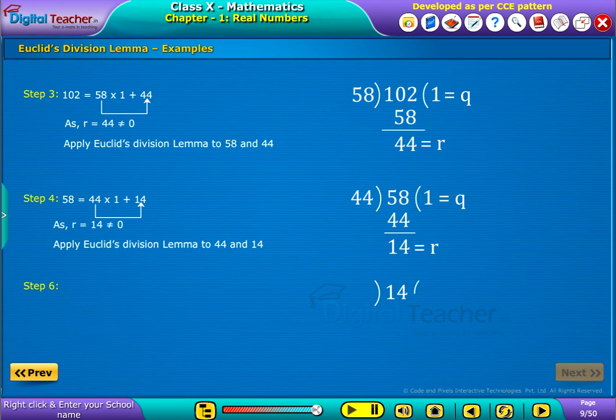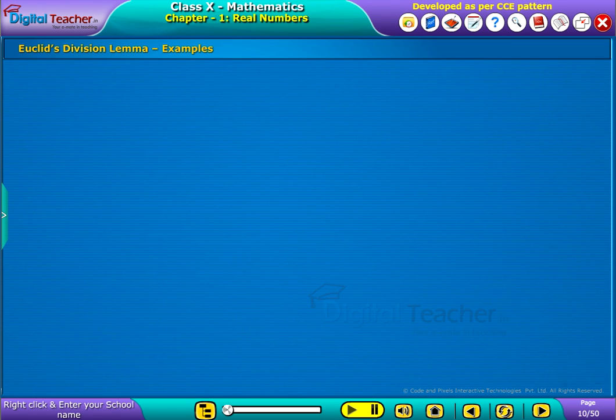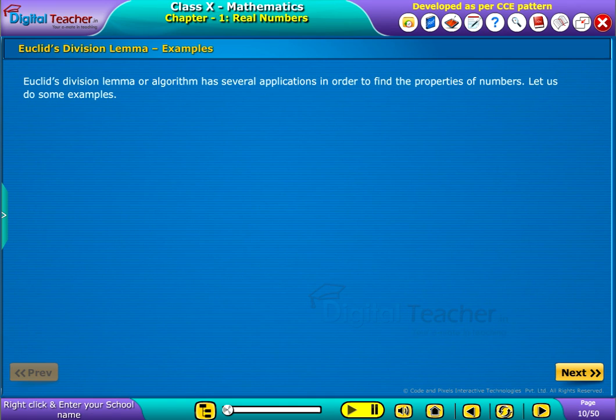Step 6. 14 is equal to 2 into 7 plus 0. Since the remainder is 0, the process stops. The divisor at this stage is 2. Hence, HCF is equal to 2. Euclid's division lemma or algorithm has several applications in order to find the properties of numbers. Let us do some examples.